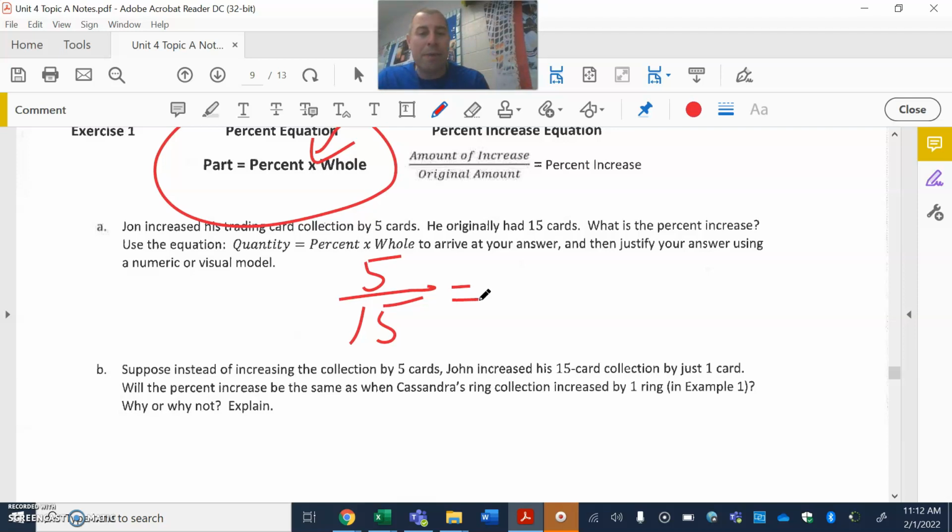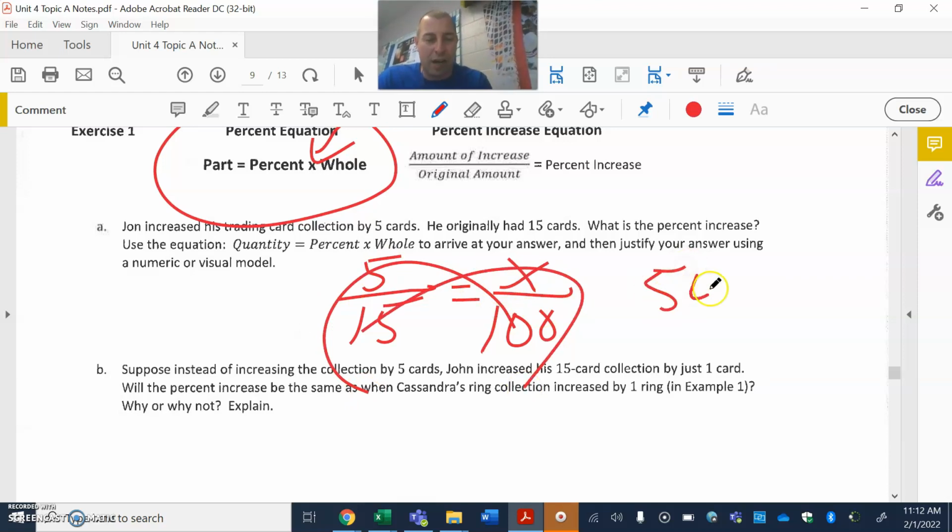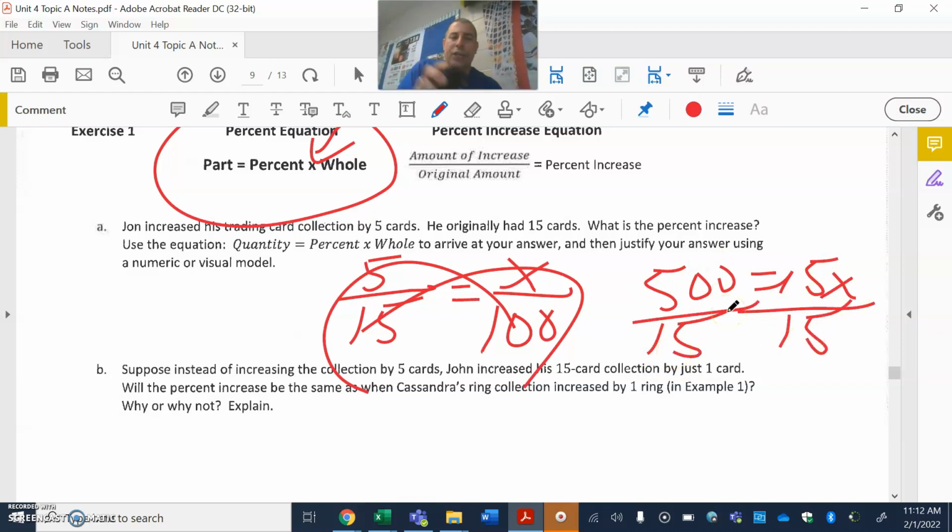The other thing to keep in mind is you could use your proportion. Percent's always out of 100, and you could do some cross products. 500 equals 15x. Divide both sides by 15, and then type that into your calculator. 500 divided by 15. Ooh, 33.3 repeating percent. Not rounding here unless told to do so.